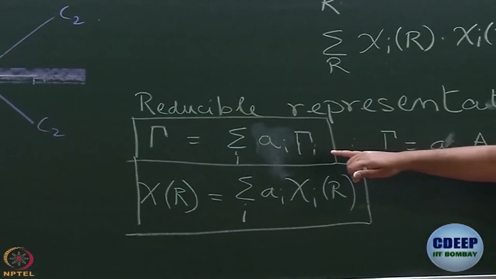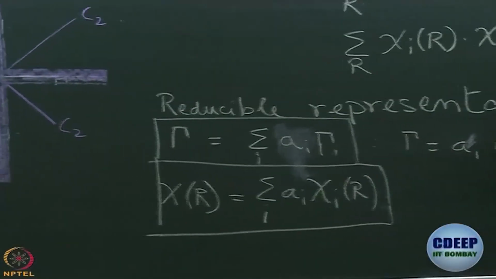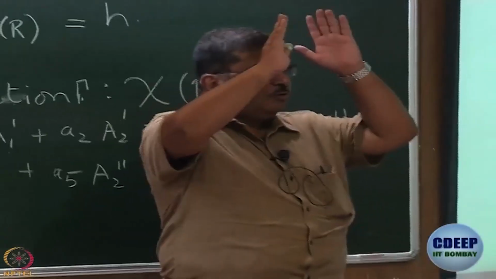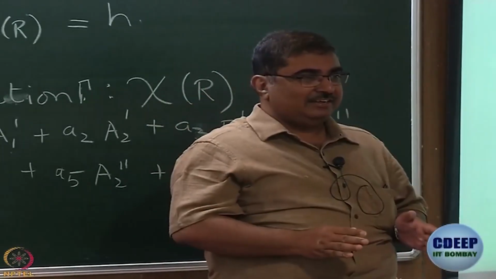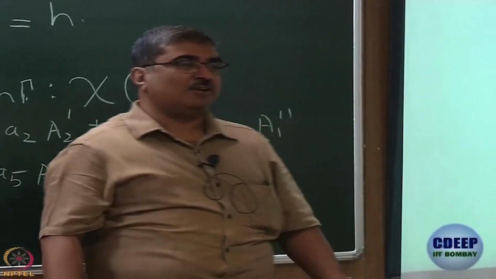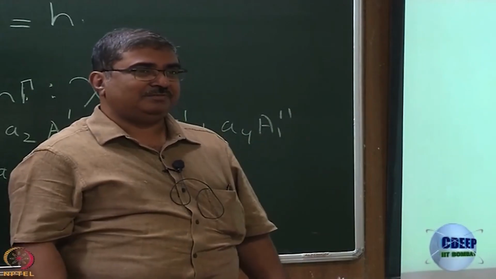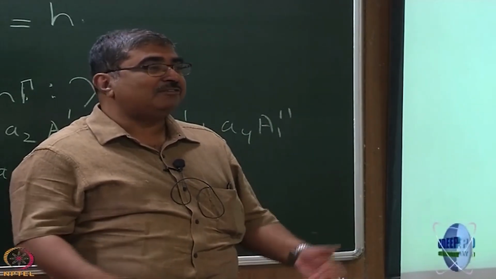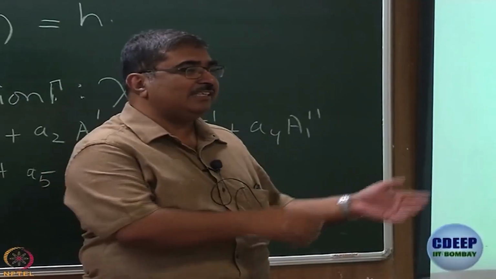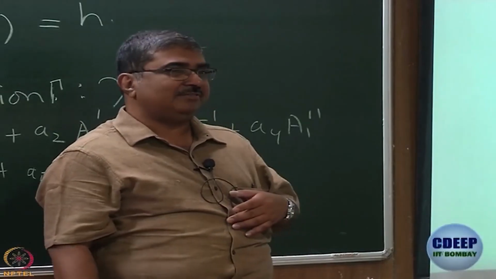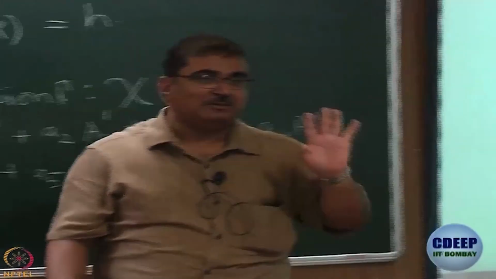When we write this gamma equal to sum over i, A_i gamma_i, what we mean is that no matter which R you take, the same linear combination should hold. It cannot be different for different R's, because then you will not get the same reducible representation. Okay, that is the question I was actually waiting for. Great. Now we will go ahead.